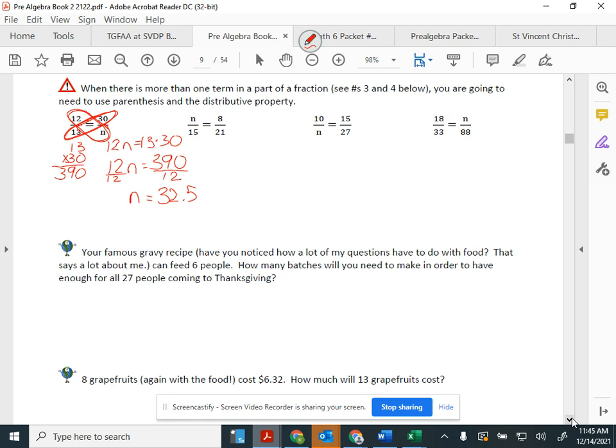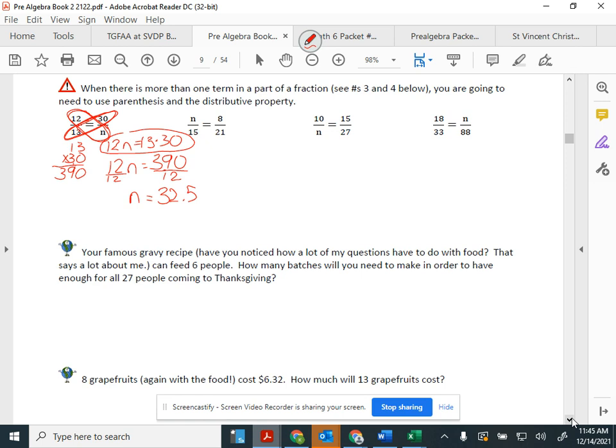So we knew one cross product right away, but we need to remember when we multiply by cross products, they equal each other. So plug in the numbers that we know. We knew 12 times n equals 13 times 30. So we figured that out, and then we solved for n. So let's look at our next one. How would I set up my equation?